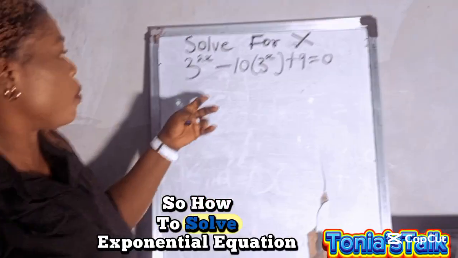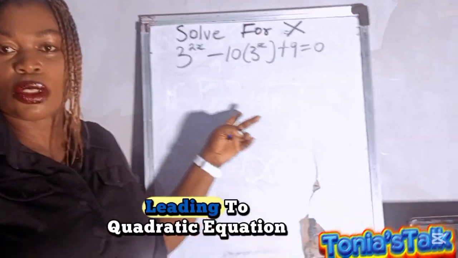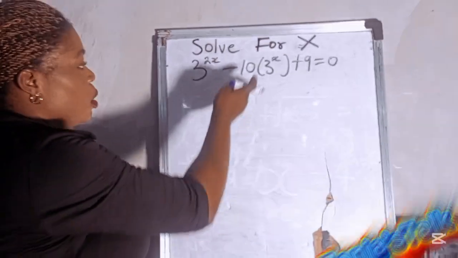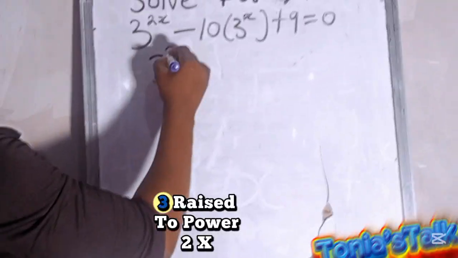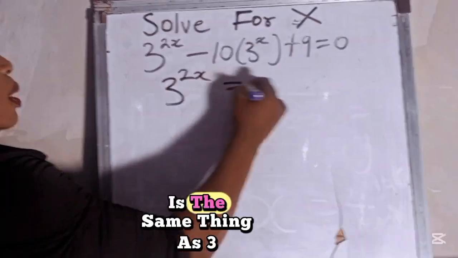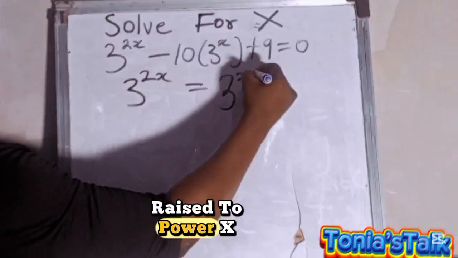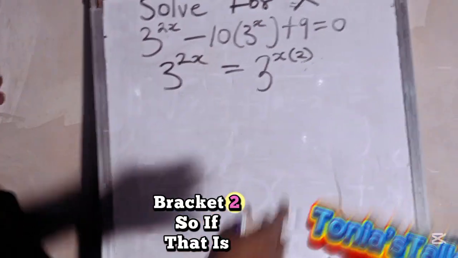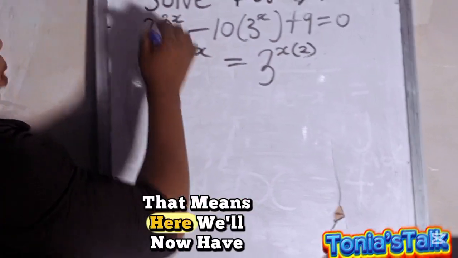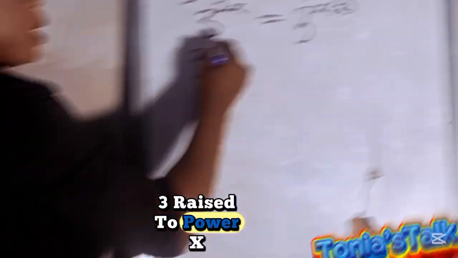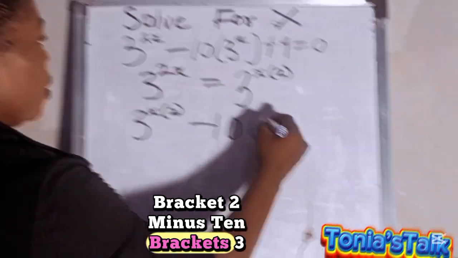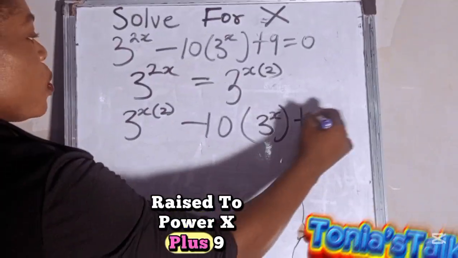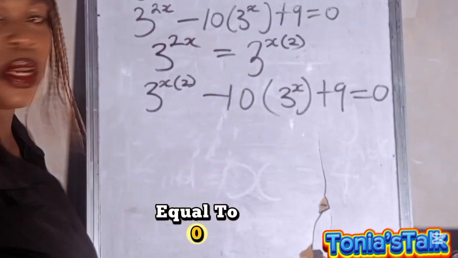Okay, so how to solve an exponential equation leading to a quadratic equation. The first thing to do: notice that 3 raised to power 2x is the same thing as 3 raised to power x, bracket squared. So if that is the case, that means here we now have (3 raised to power x)² minus 10(3 raised to power x) plus 9 equal to 0.